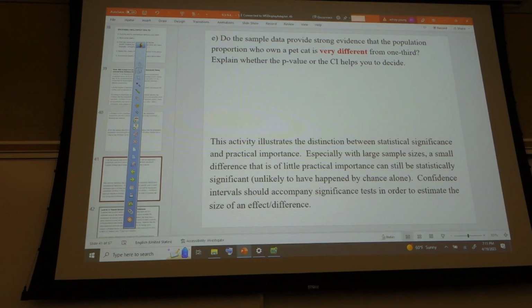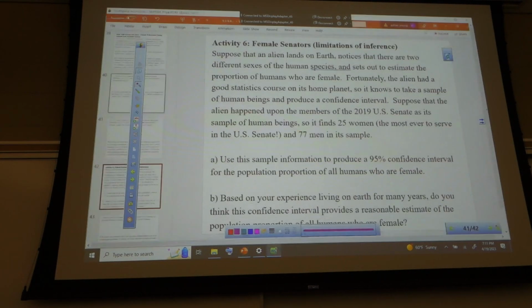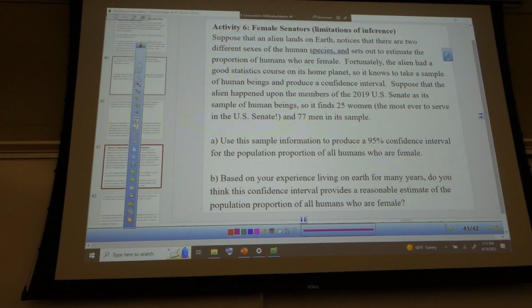On the flip side, let's flip it over quickly. Female senators, we'll do this one quickly. I need a good, fast reader. Great. Suppose that an alien lands on Earth, notices that there are 2 different sexes of human species, and sets out to estimate the proportion of humans who are female. Fortunately, the alien had good statistics scores on its home planet, so it knows how to take a sample of human beings and produce a confidence interval.